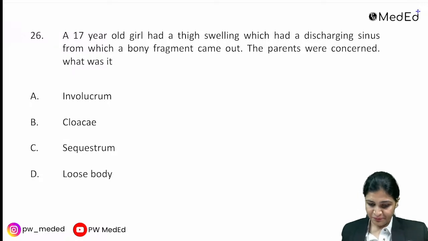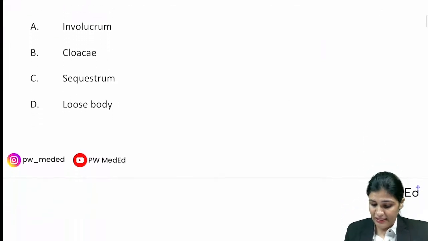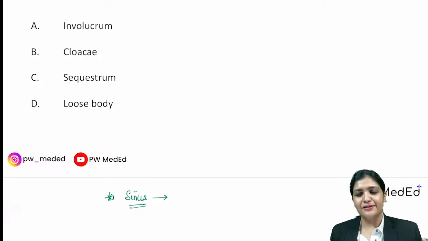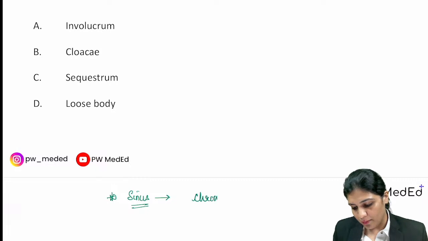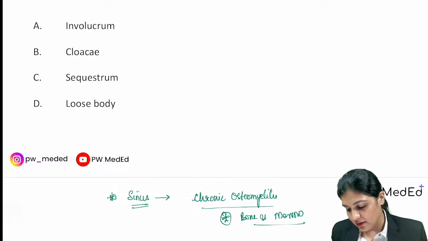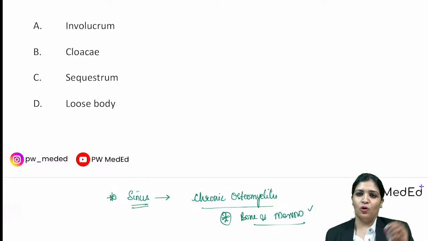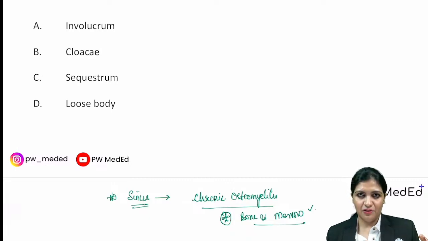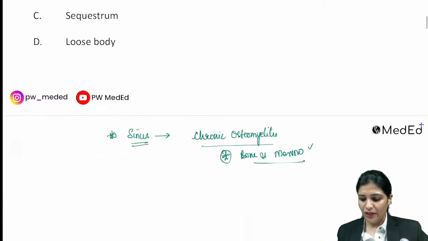The question shows a 17-year-old with a discharging sinus, right? So whenever there is the word sinus, it means it is related to chronic osteomyelitis. In chronic osteomyelitis, there is an infection with bacteria, and the bone and the marrow have been infected. That is what the term osteomyelitis is dedicated to. Osteo is bone, myelo is marrow, itis is inflammation, and this inflammation is because of the infection. It has been present for many months, hence it is called chronic osteomyelitis.